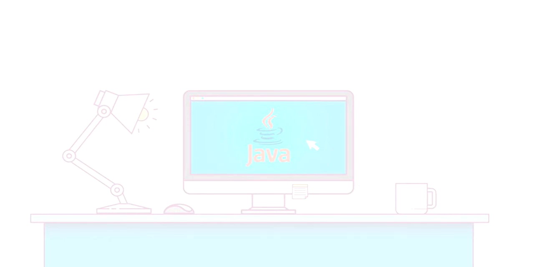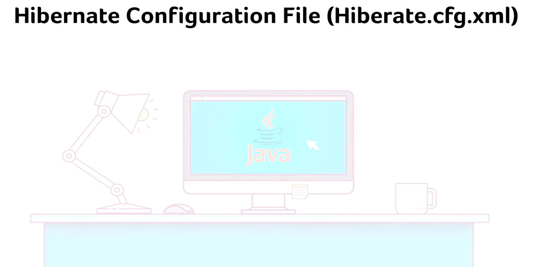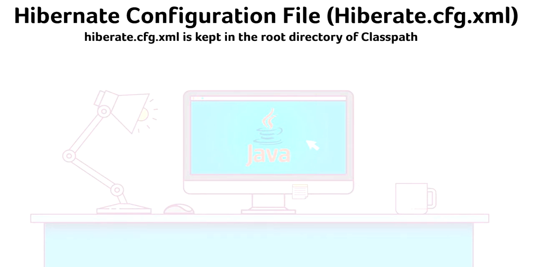In this video we are going to check the Hibernate config file, which is the most important and most mandatory file of a Hibernate project. It will have all the property values which Hibernate will use in its operation. The first point you have to remember is it should be placed in the root directory of the classpath.